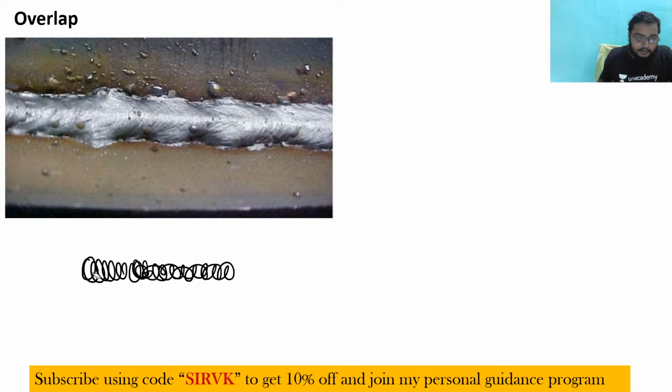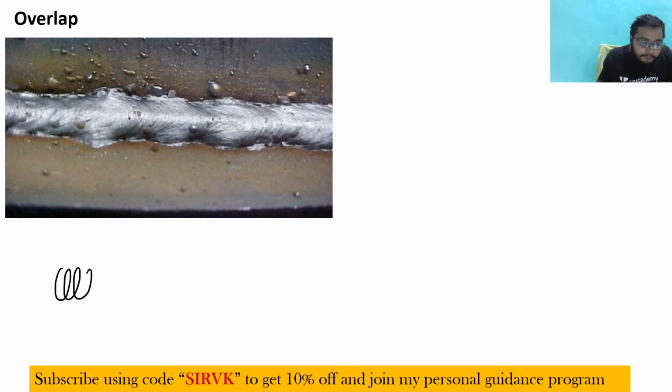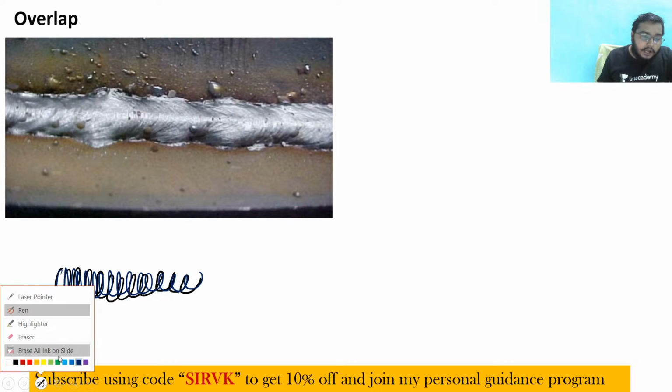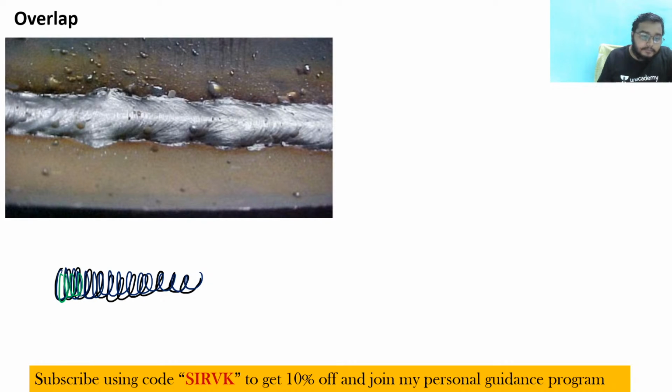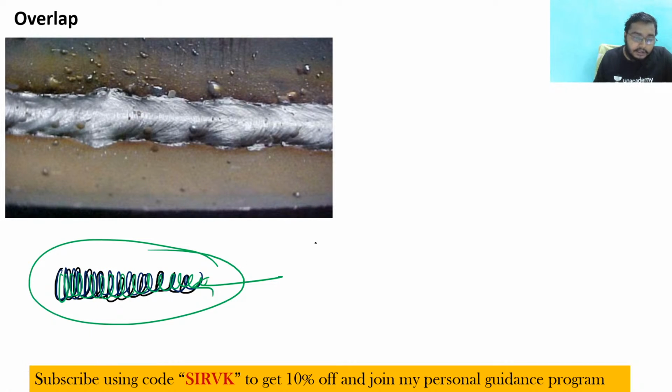Just a minute. Suppose in this fashion the welding bead is formed. Now this is the first pass. Now again what you are doing? You are doing again the welding like this. This is the second pass. Again you are welding like this. So what is happening in this case? Suppose if you are welding like this, so let me write it here.